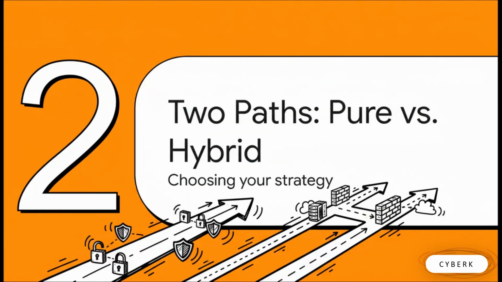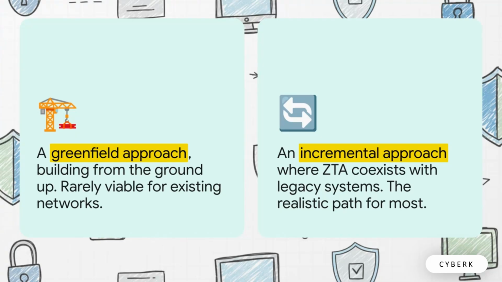So when you actually start down this road, you've basically got 2 paths you can choose from. Let's call them the pure path and the hybrid path. This chart does a great job showing the difference between the ideal world and, well, reality. The pure approach is perfect. From scratch, greenfield build. It's awesome if you're launching a brand new company or an isolated project. But for pretty much any existing organization, it's just not going to happen. And that's exactly why the hybrid approach, where you slowly integrate zero trust alongside your old systems, is really the only practical way to go for almost everyone.